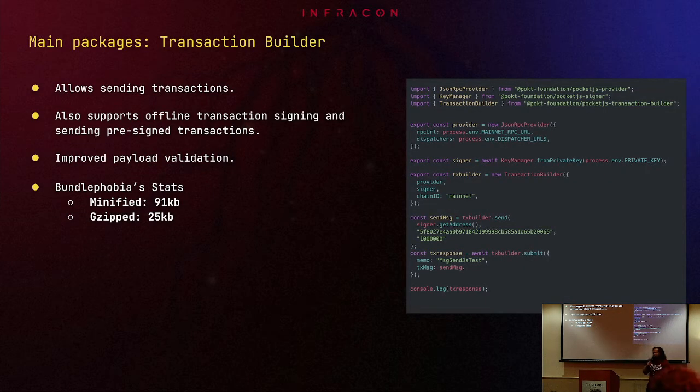The transaction builder tends to be really important for the community because they want to send transactions. They want to sign transactions offline and all that stuff. But basically, this package, of course, lets you send transactions and sign them. You can sign them offline, which is really important, let's say, for exchanges, because they usually have services that do this or that they need to wait for confirmations before doing things. And so we provide the functionality for that. And we also really improved the payload validation from the old one as well. And of course, more bundle phobia stats as well, if you're into that. But basically, gzip is only 25 kilobytes. And as you can see, just sending a transaction here, it's just a few lines of code.